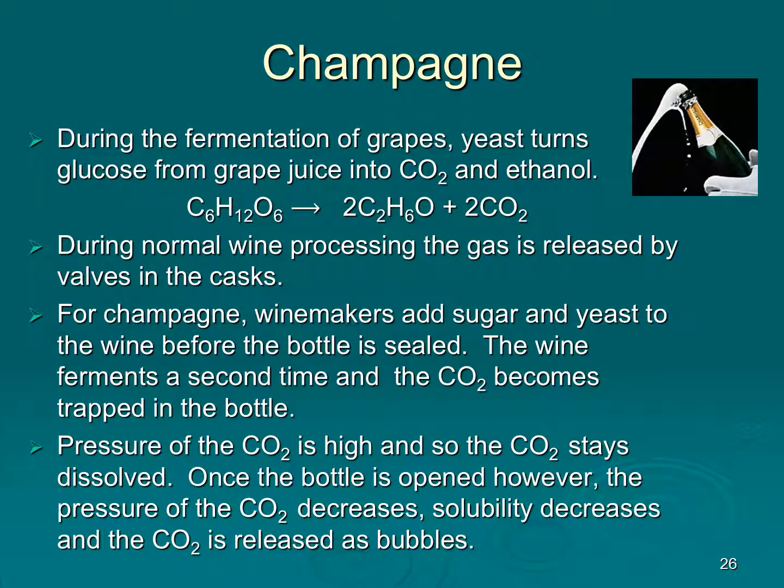I just thought it'd be kind of interesting to learn a little bit more about champagne. Actually, anytime wine is made of any kind, during the fermentation of grapes, the yeast will turn glucose to alcohol, and carbon dioxide is a byproduct. But in normal wine production, the gas is released by valves in the cask. But if you're making champagne, the winemakers will add more sugar and more yeast to the wine before the bottle's sealed. When the wine ferments a second time, the CO2 then becomes trapped in the bottle.